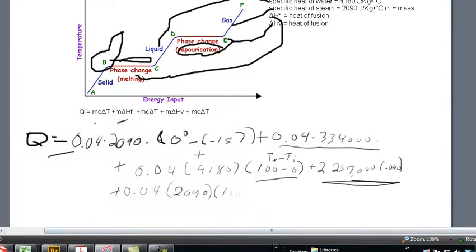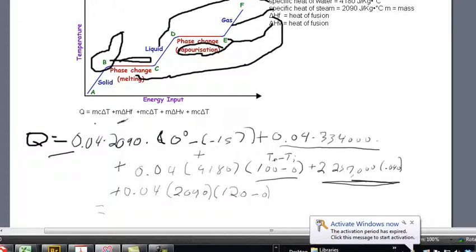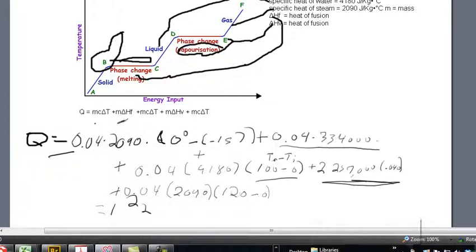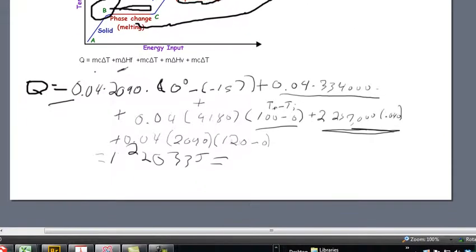So I'm going to come down here. I know my final temperature is 120 minus 100, right? So we add all that together, and that should give us a final answer of about 122,033 joules. Or we can equate that to 122.03 kilojoules. Got it? That's a little messy, but I posted a nice solution on Edmodo where all this is typed out and written out.